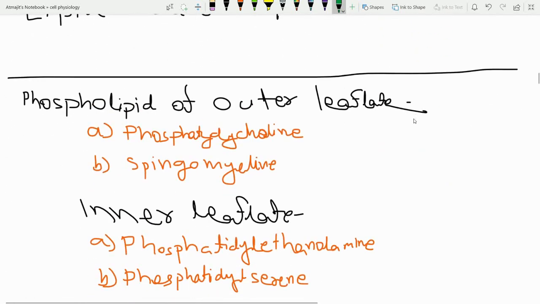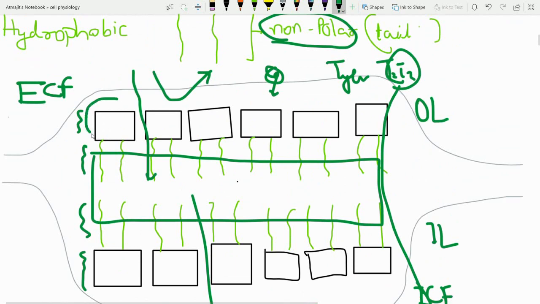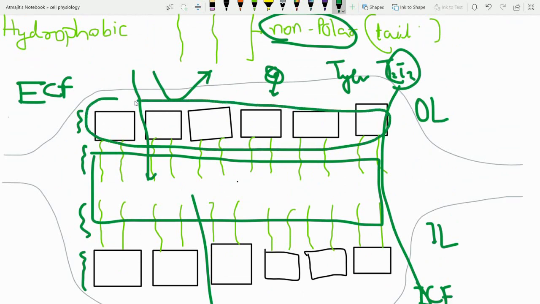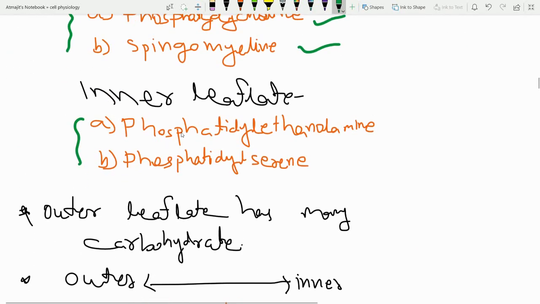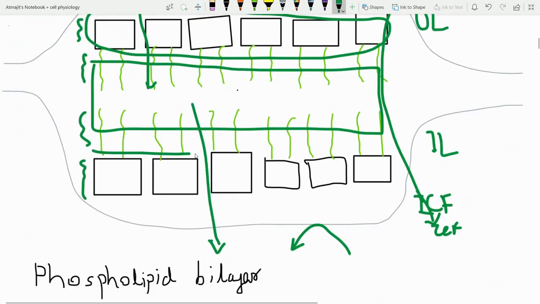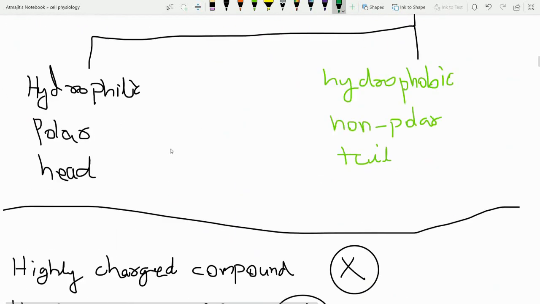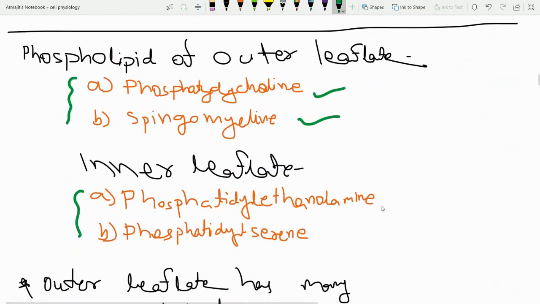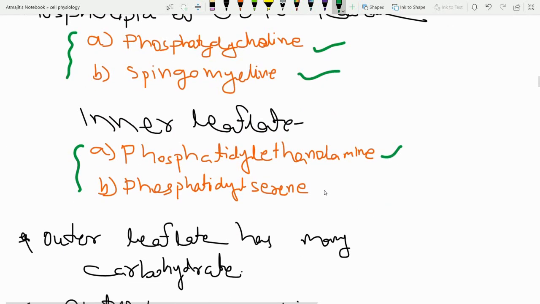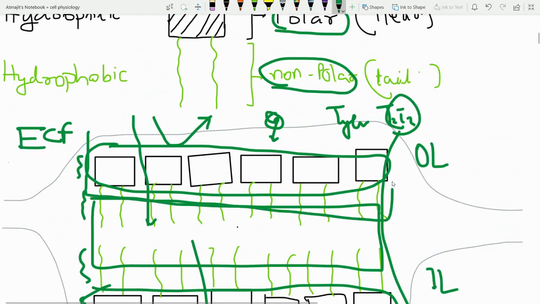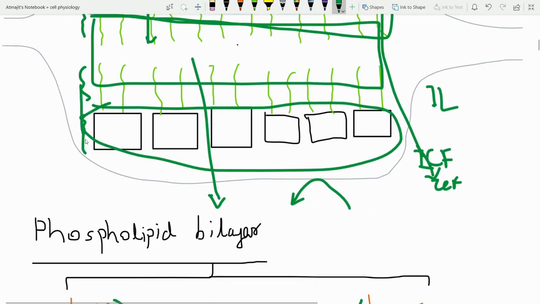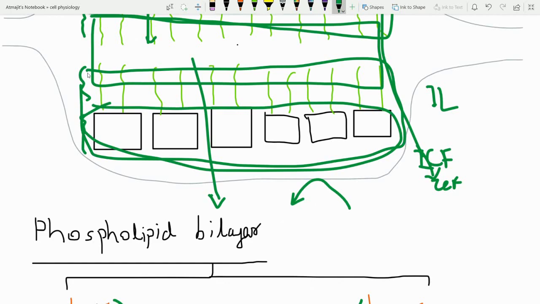Now the phospholipids of the outer leaflet are made up of mainly two types of phospholipid, phosphatidylcholine and sphingomyelin. The inner leaflet also has two different phospholipids. These are phosphatidylethanolamine and phosphatidylserine. So the outer and inner structures are different from each other.